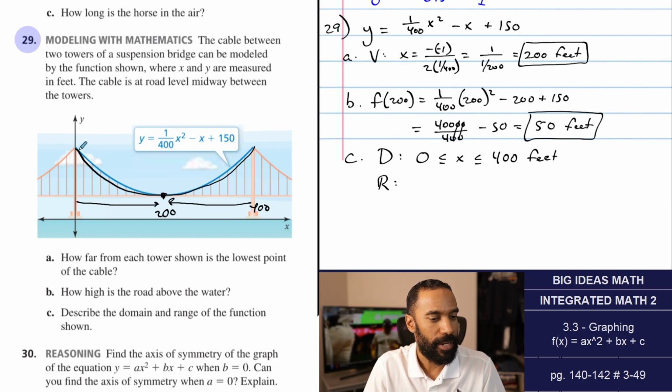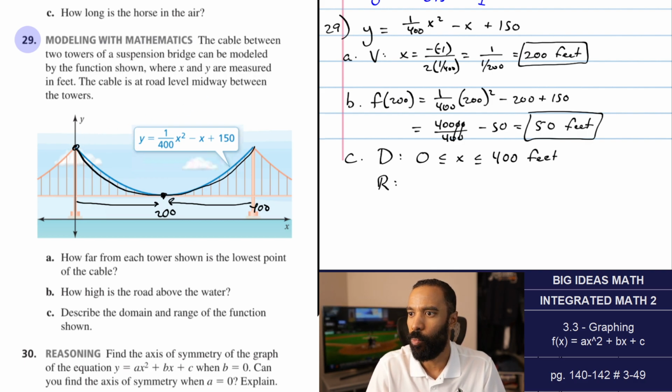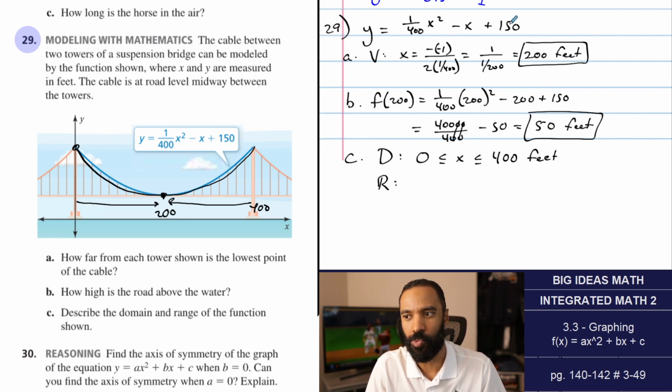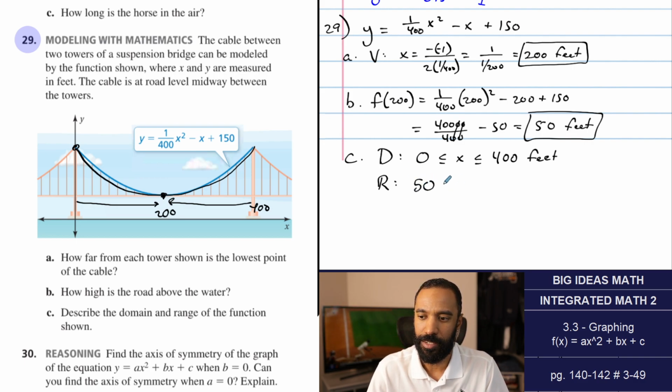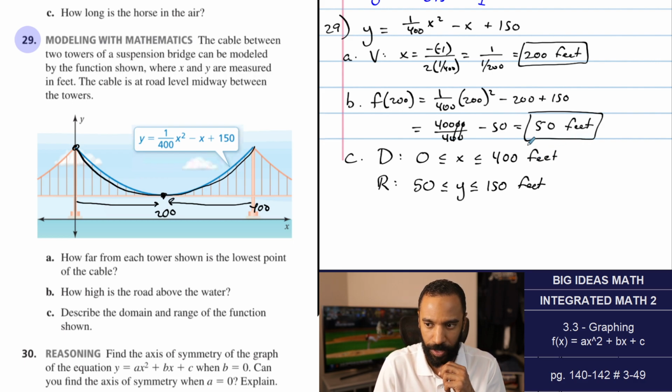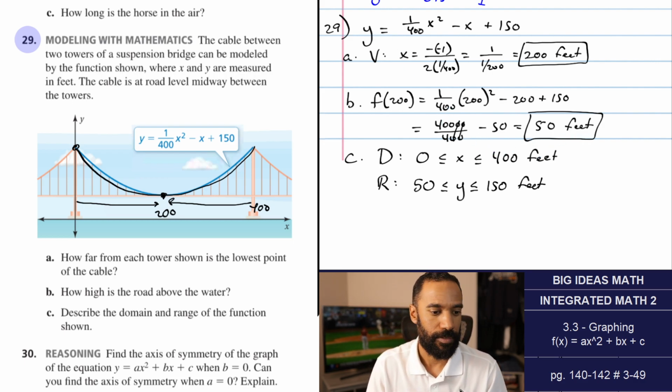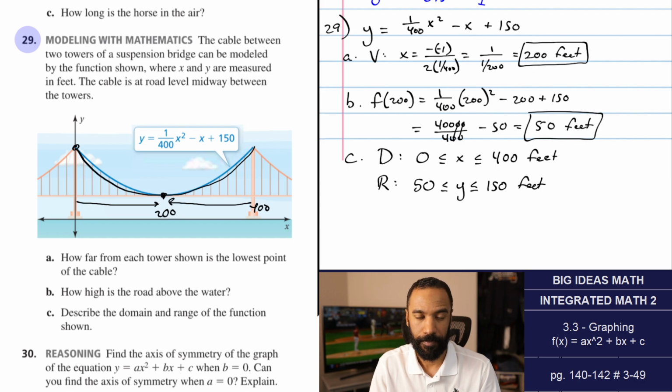The highest point is based on the y-intercept. Now, the y-intercept, where's our equation? 150. The lowest point is 50 feet. The highest point is 150 feet. So, from 50 feet to 150 feet is the range. Remember, the y-intercept is also the tallest point there. There's domain and range, number 29. That's a really good problem.